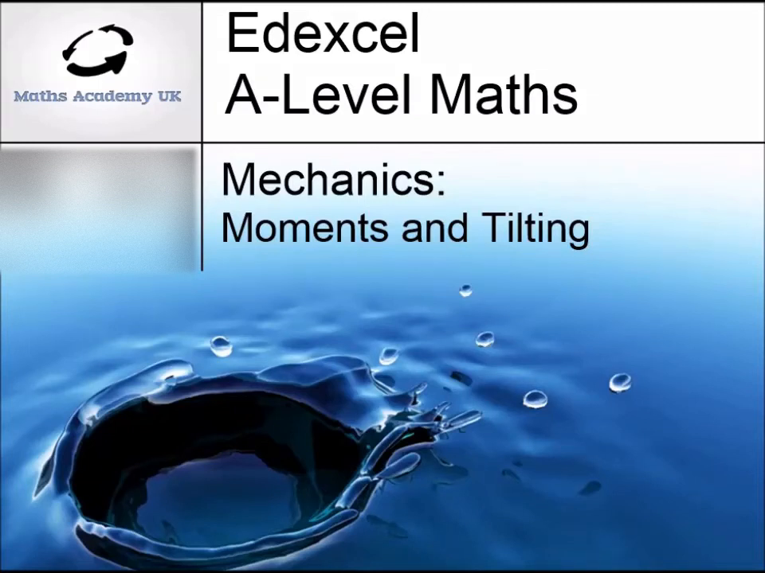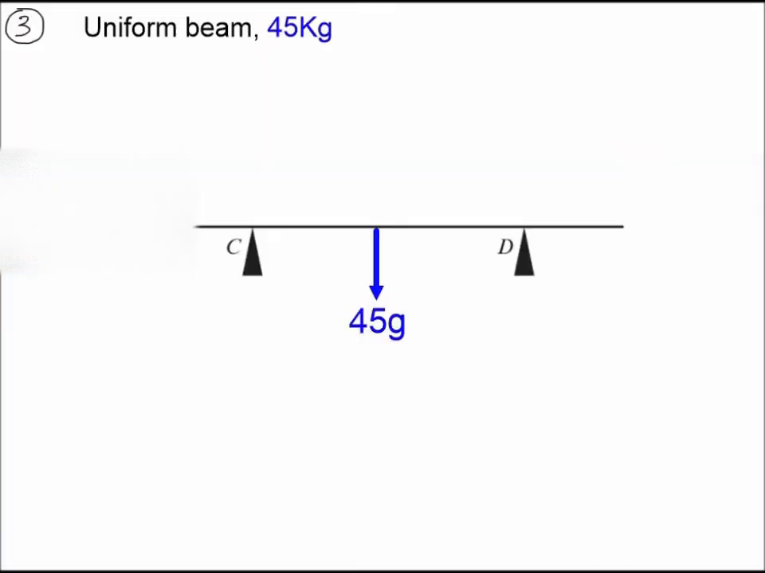Moments and tilting. Example 3. So we have a uniform beam of mass 45 kilograms. So the weight is 45g, and because the beam is uniform, it's right at the center, and this beam is supported at C and D.